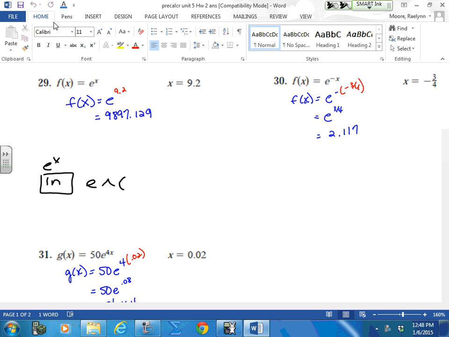This one, not a problem. You're going to put it in without the parentheses. This guy down here, you have to be careful. Now remember, that exponent only belongs to the E, not to the 50. So when you do this, 50 times E raised to the 4x, or whatever we're putting in there, 4 times 0.02.